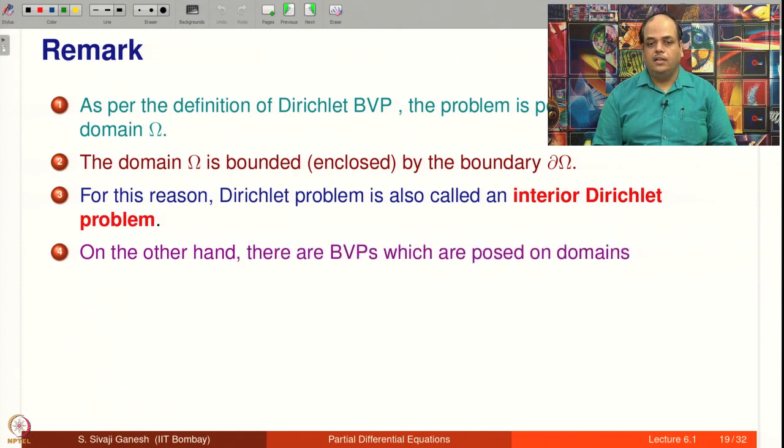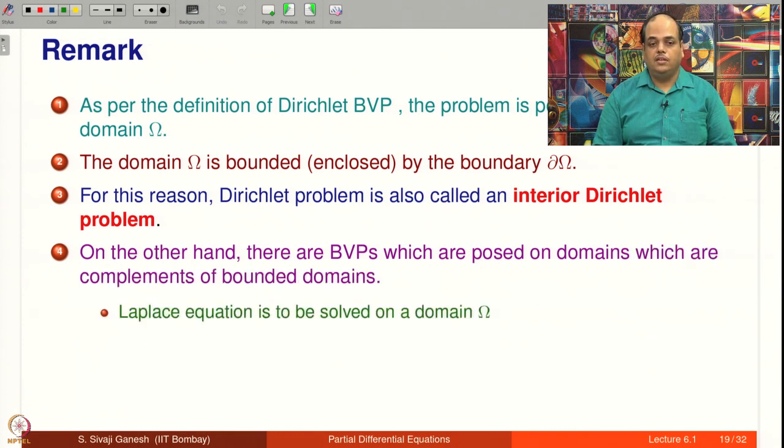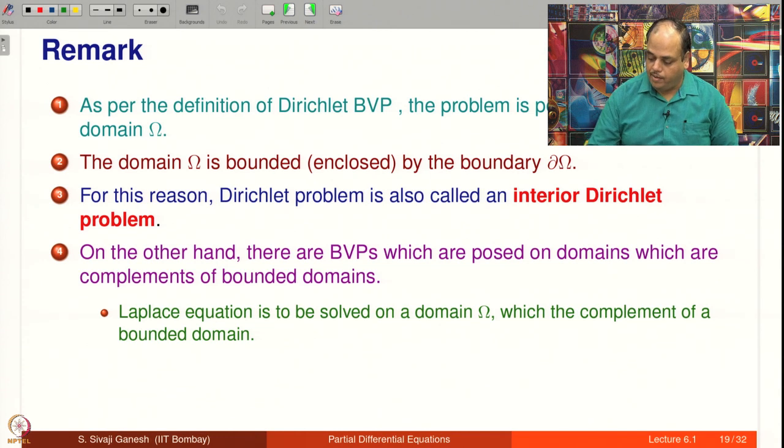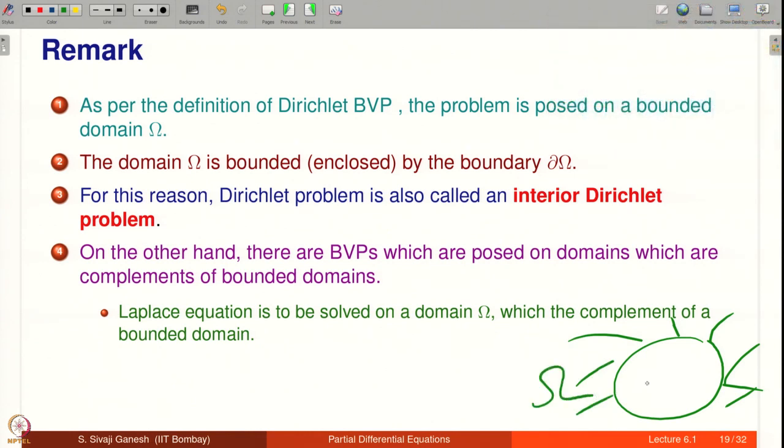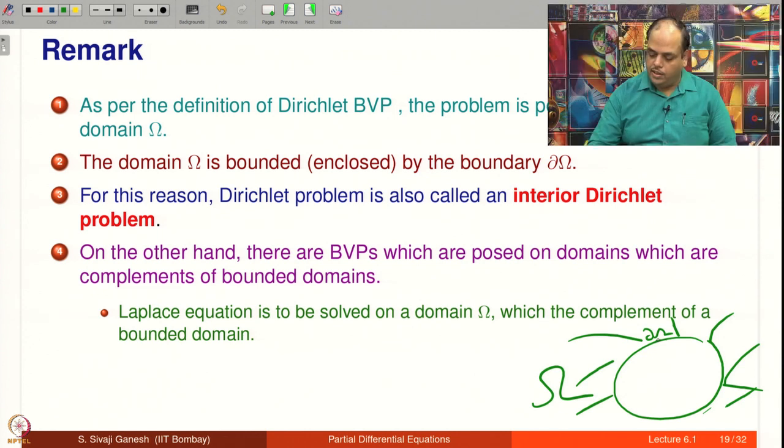On the other hand, there are boundary value problems which are posed on domains which are complements of bounded domains. Laplace equation is to be solved on a domain omega which is the complement of a bounded domain. For example, this is my omega, it is a complement of this set which is inside, and this curve is my boundary of omega, I am drawing the picture in the plane obviously. So, omega is this outside region, and this is boundary of omega. So, we need to solve Laplacian u, let us say equal to f outside, and here we are prescribing u equal to g for example on boundary of omega.